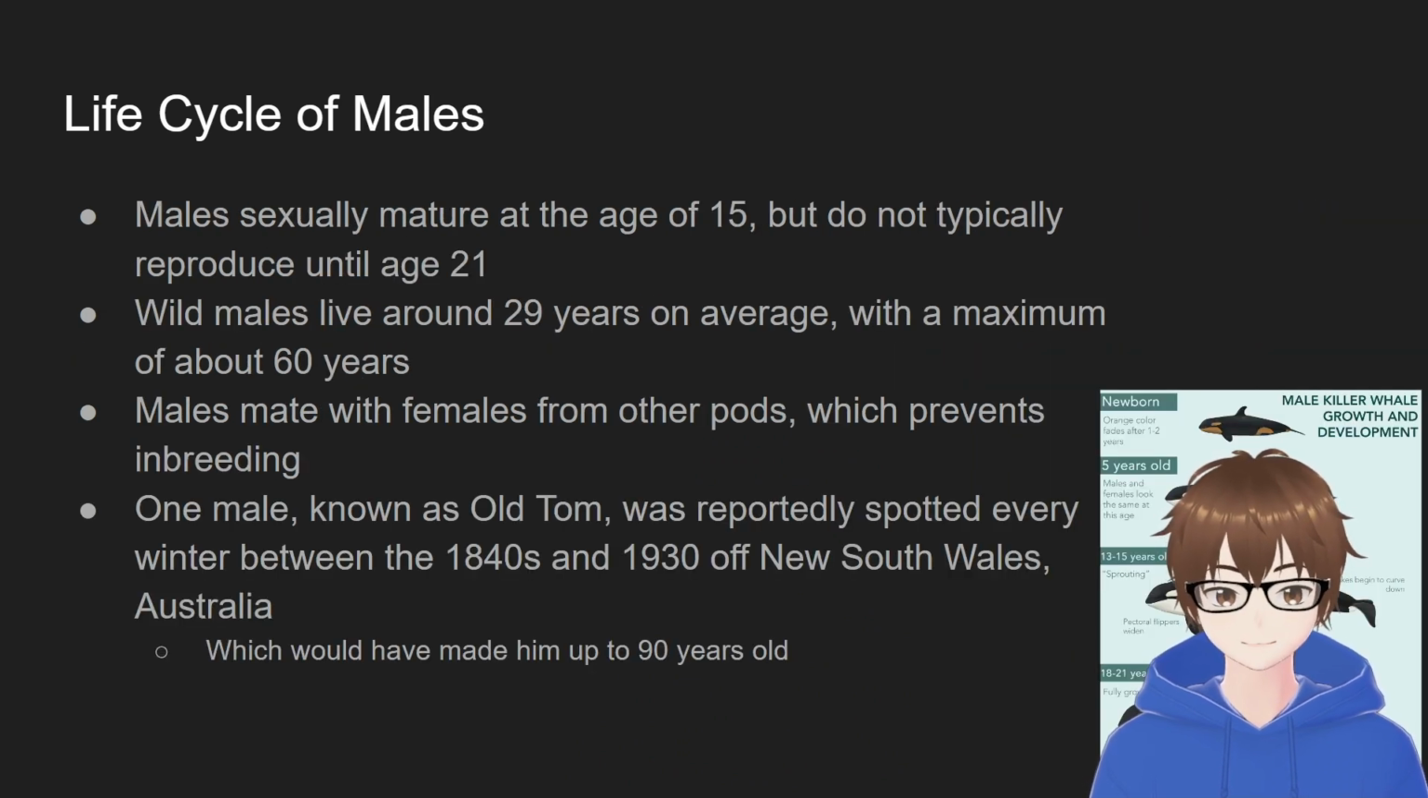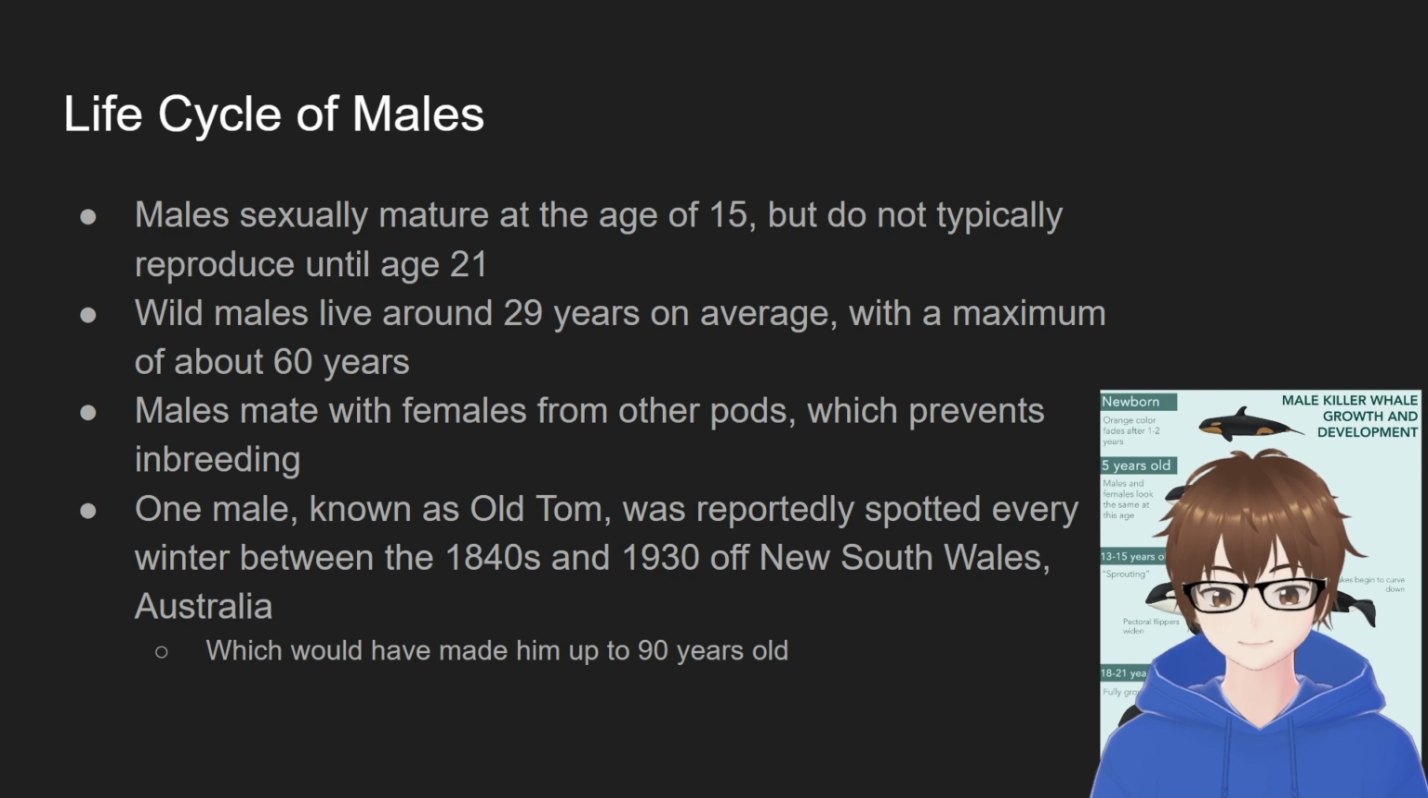Then we'll go over males. Males reach sexual maturity around the age of 15, but do not typically reproduce until the age of 21. Wild males live around 29 years on average, with a maximum of around 60. Males mate with females from other pods, which prevents inbreeding. So when the male reaches breeding age, he will leave his family group and go to another pod to breed.